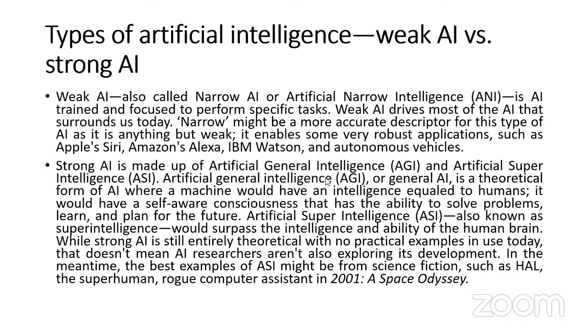Strong AI is made up of artificial general intelligence. In the case of weak AI, it can only perform a specific task. Even if it is able to perform that specific task with a lot of intelligence and accuracy, it can only perform that single task. But when it comes to strong AI, it is called artificial general intelligence. Human intelligence is an example of general intelligence. We can learn anything and we can apply that practically in our life.